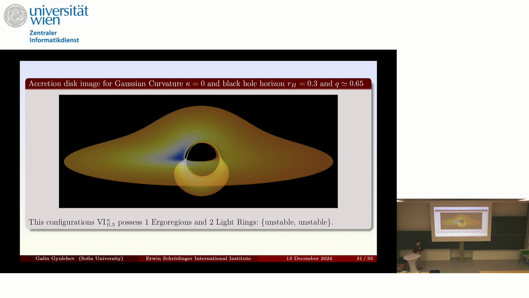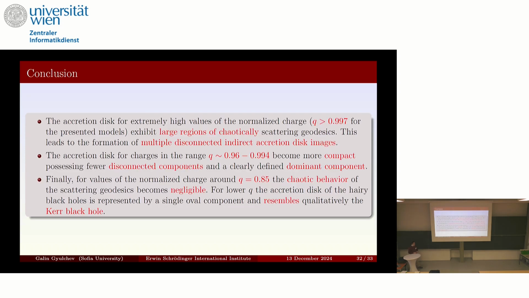And finally, I can summarize shortly what we obtained. In general, the results for the accretion disk follow exactly the results for the shadows, where in addition we have a different distribution of the flux. So for some values of the charges which are relatively higher, the emission is relatively stronger, higher than the Kerr emission.